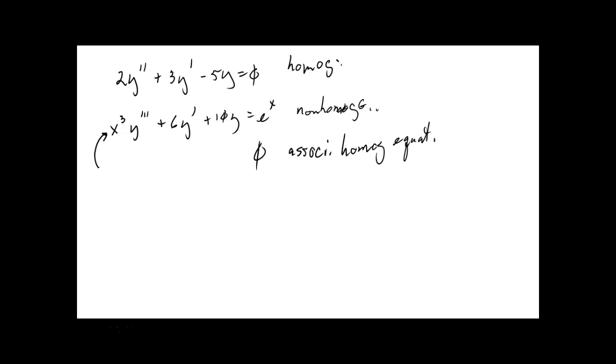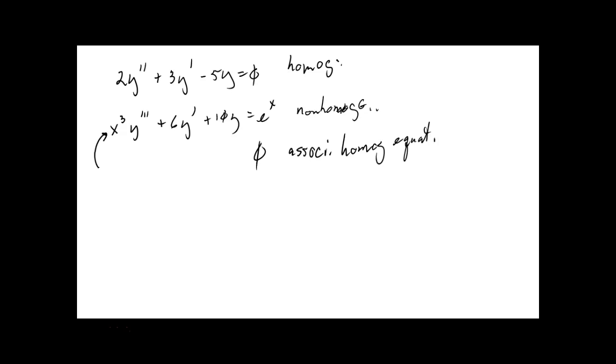Now, it says remember these two assumptions. The coefficient functions, and in that first one they will be 2, 3, and negative 5, have to be continuous, and they are. And g has to be continuous. In the top one, 0 is continuous. That's fine. And in the second one, x squared is continuous, 6 is continuous, 10 is continuous, and e to the x is continuous. So both of those have to be the case.